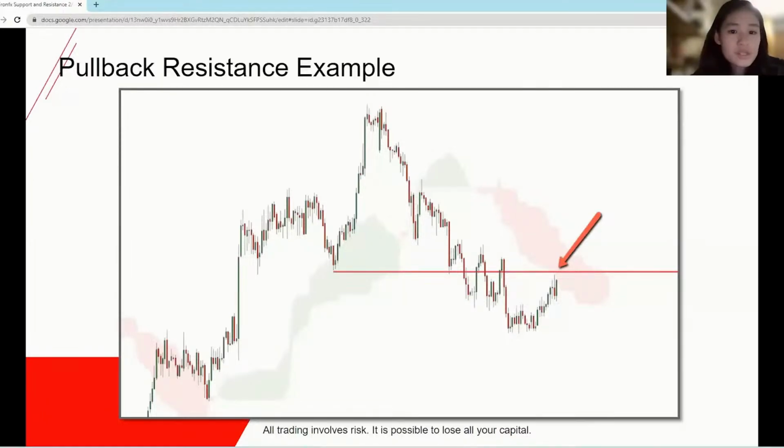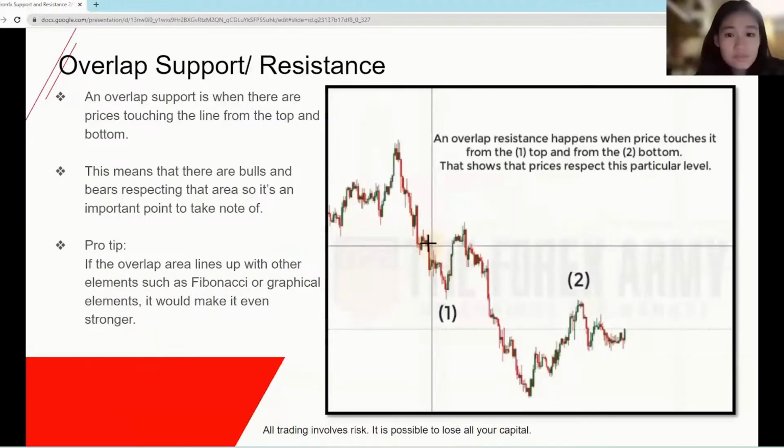Okay, so as I mentioned, we're gonna see what happens once price reverses off of this level. It becomes an overlap resistance level. So before it touches this level, it is pullback. Once it touches it, it's an overlap. Okay, so we're gonna explain it a little bit more over here.